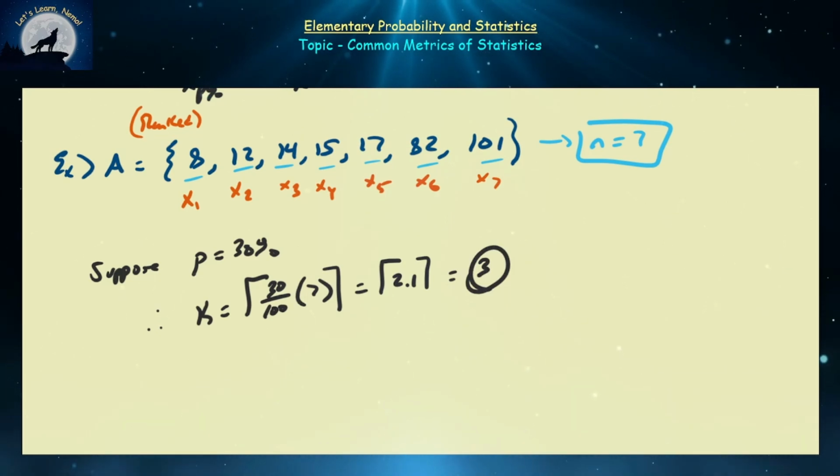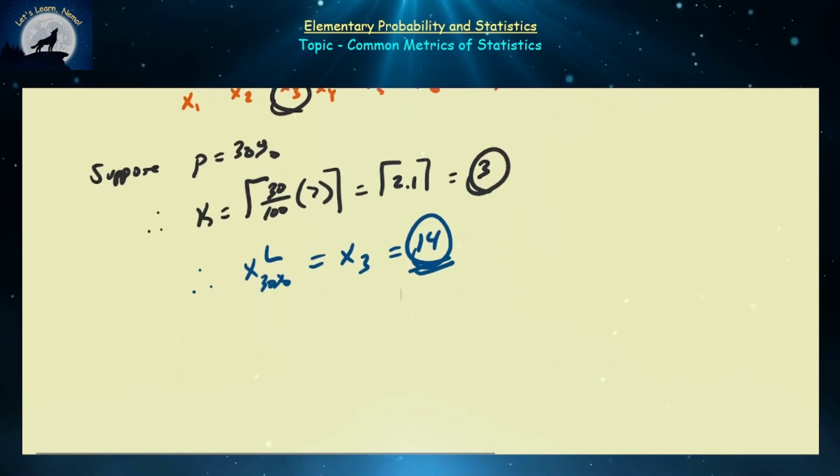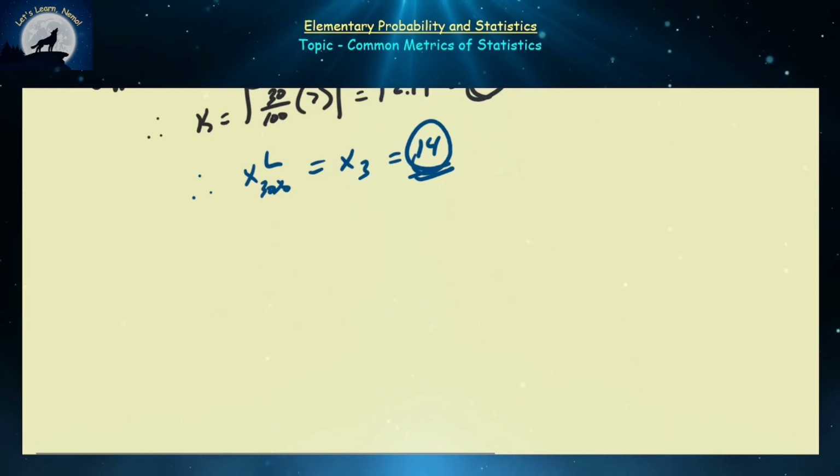That means the 30th percentile, the lower 30th percentile, will be equal to x3, and x3 in this case is 14. So that means 30% of the data is going to be less than or equal to 14. So that's another measure of position that a lot of people will use in practice.